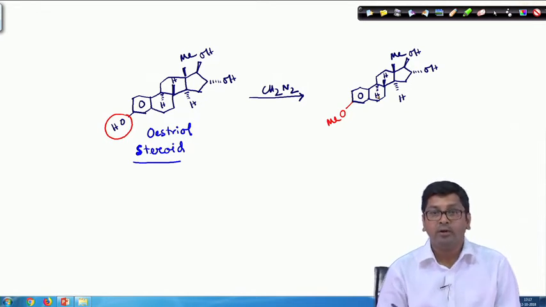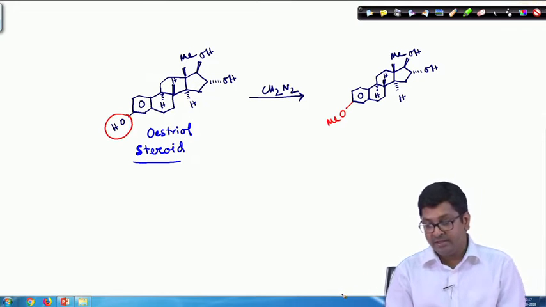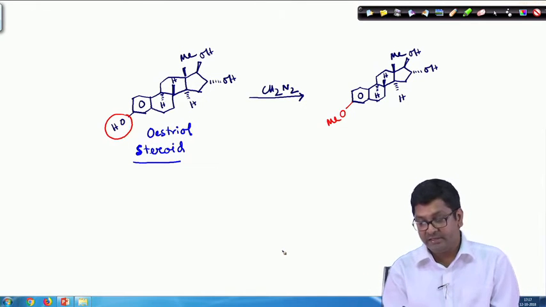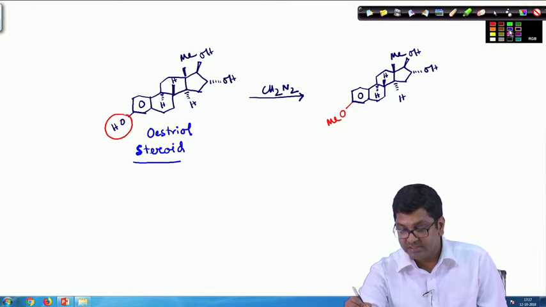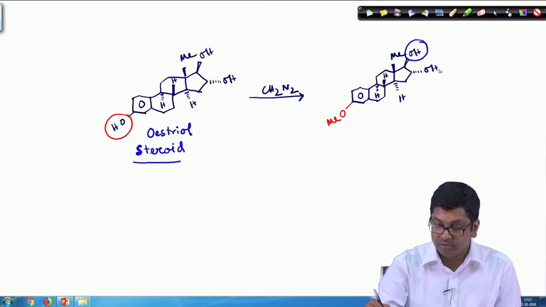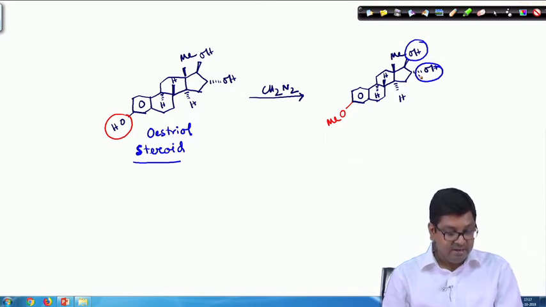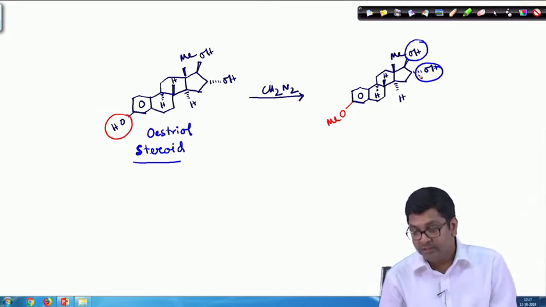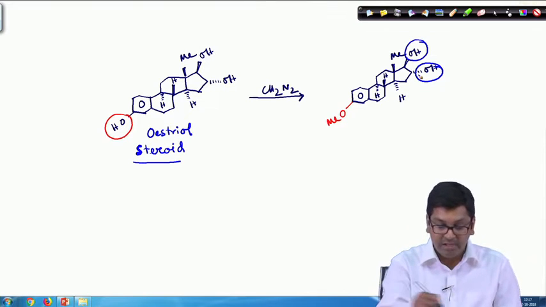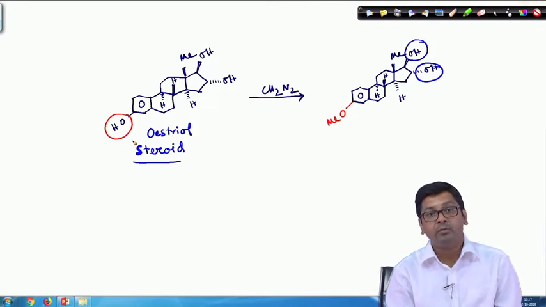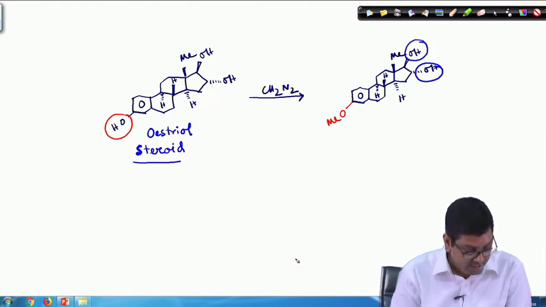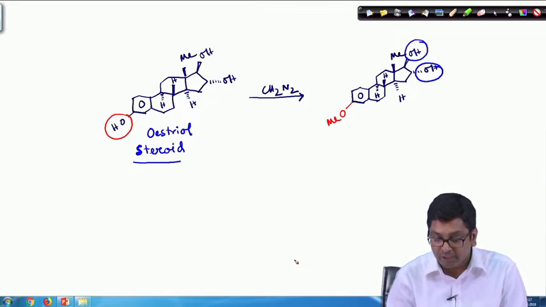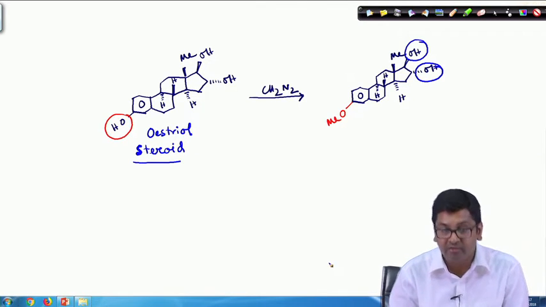Okay. So, what we will get? We will get the corresponding methyl ether, and here the interesting thing is that both of these hydroxy groups do not react, they remain intact. So, in this case only this particular hydroxy group will react and give the methyl ether.